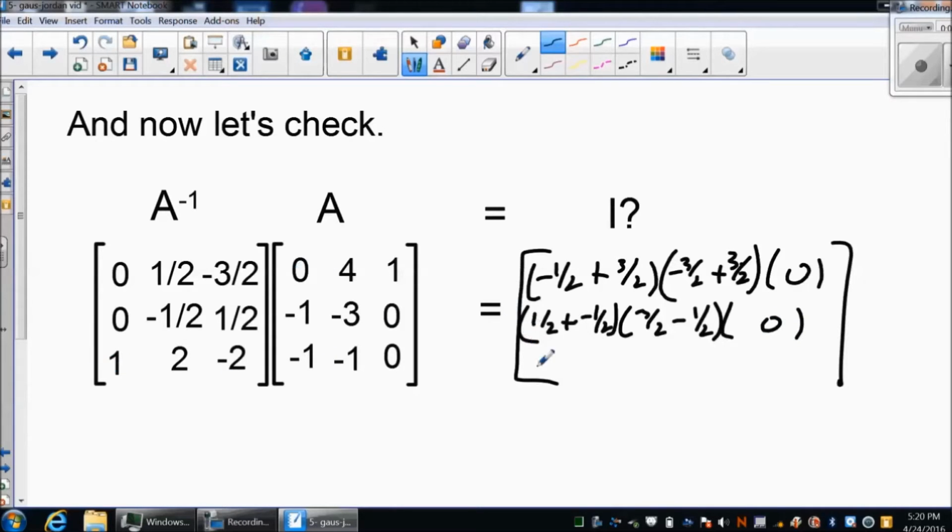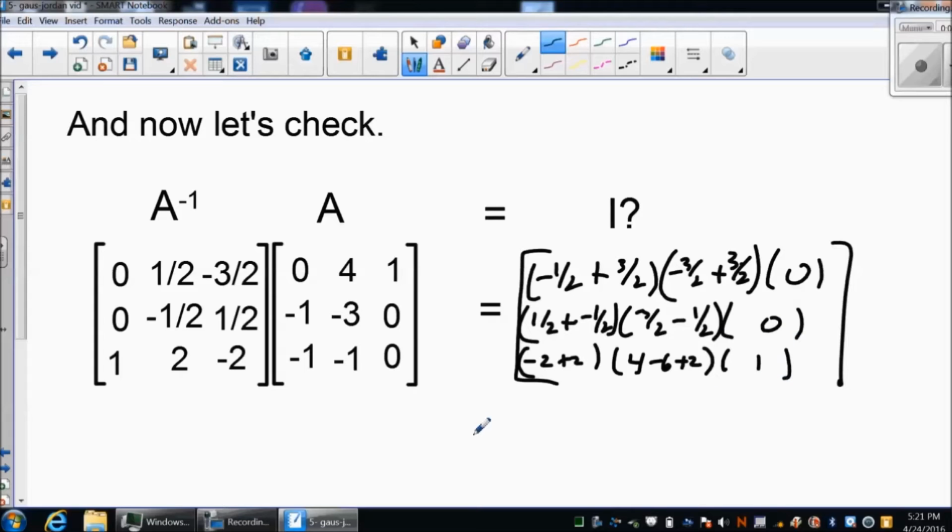1 times 0, 0. 2 times negative 1 is negative 2. Negative 2 times negative 1 is positive 2. 4. 2 times negative 3 is minus 6. Negative 2 times negative 1 plus 2. And then 1 times 1, and then a bunch of zeros.